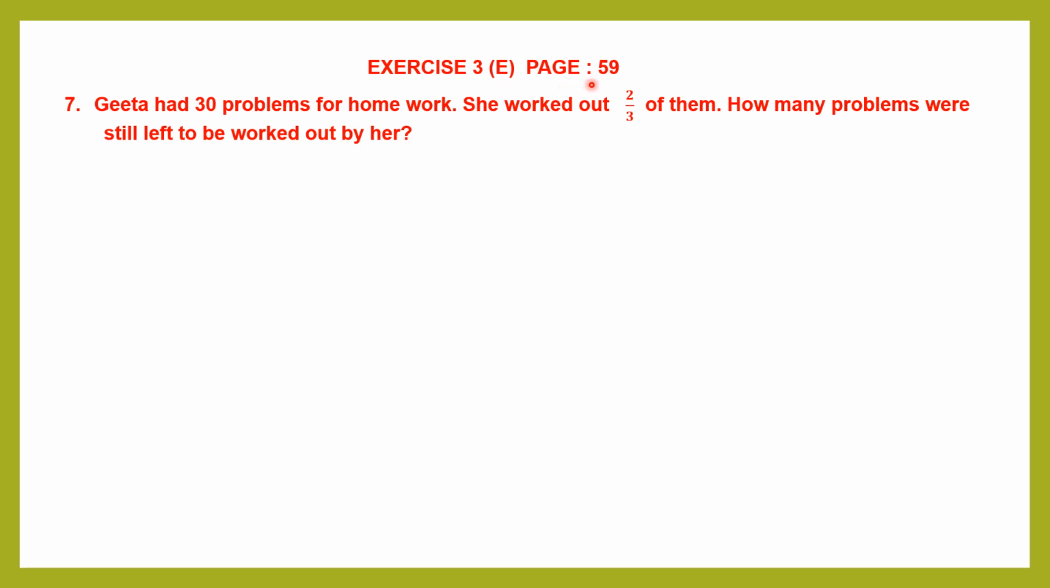Exercise 3E is on page number 59. We are with question 7. Gita had 30 problems for homework. She worked out 2/3 of them. How many problems were still left to be worked out by her?